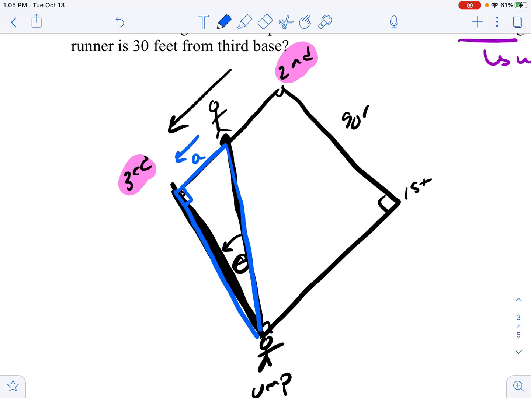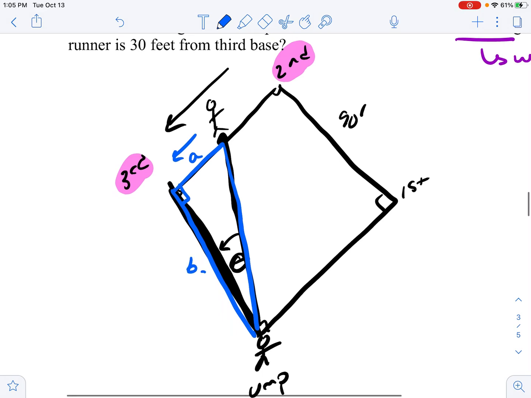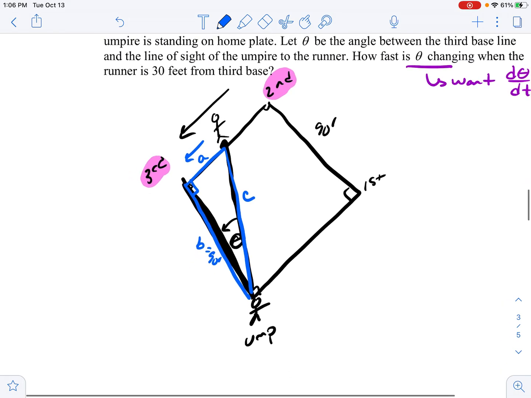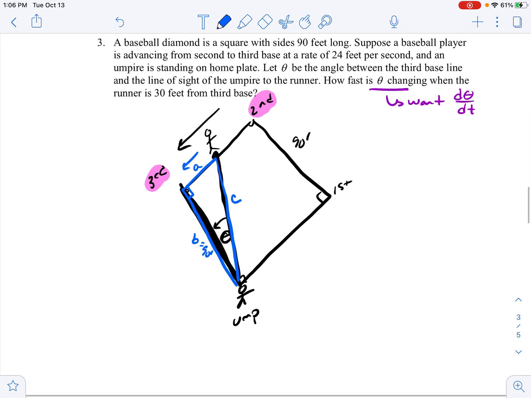Here's where the runner's coming in. I'm going to call this side A. Here's side B, which we know is 90 feet. It's the side of the baseball field. And here's our hypotenuse that, again, I'll call C. Now that I've labeled, I have a way of notating. Baseball player is running at a rate of 24 feet per second. So we know what dA dt equals. You may be surprised, though. It's not positive 24 feet. It's actually negative 24 feet per second.